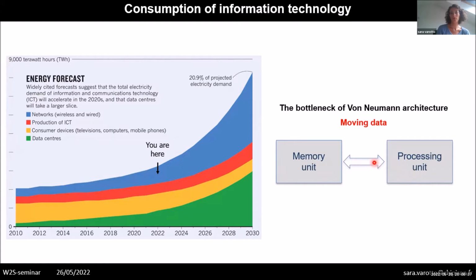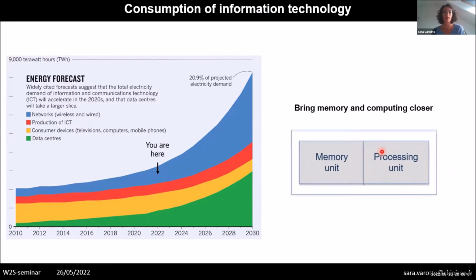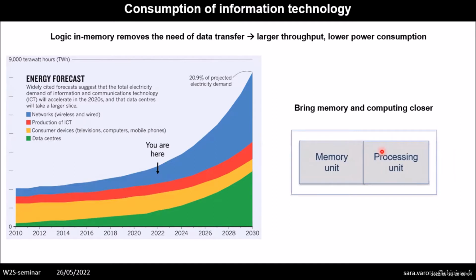And most of the electrical consumption happens due to the fact that we are moving the data between these two different units. So the solution is to change the paradigm and bring the memory and computing closer, ideally in the same device. And this will lead to a logic-in-memory operation scheme that will remove the need of the data transfer. And so we have larger throughput and lower power consumption.